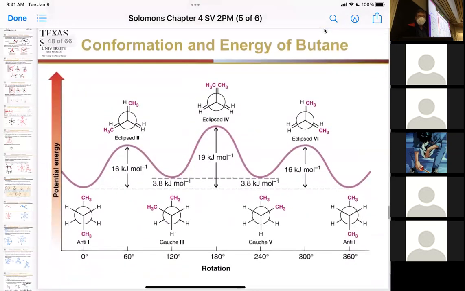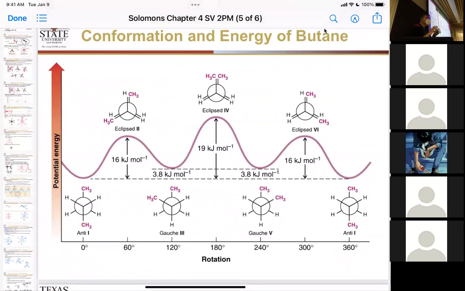If we graphed this right here, we would add all those different strains together to figure out what our potential energy is. So we're going to start with 0 degrees, which is our anti configuration. That's where the two methyl groups are farthest apart. Okay, and we're going to rotate it by 60 degrees to get to an eclipsed. When we get to that eclipsed, we have a methyl hydrogen interaction, a methyl hydrogen interaction, and a hydrogen hydrogen interaction. The total of all those interactions is 16 kilojoules per mole.